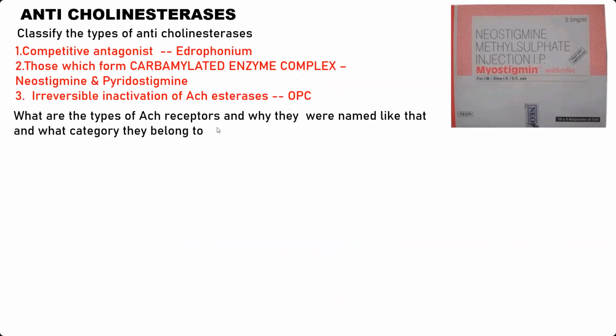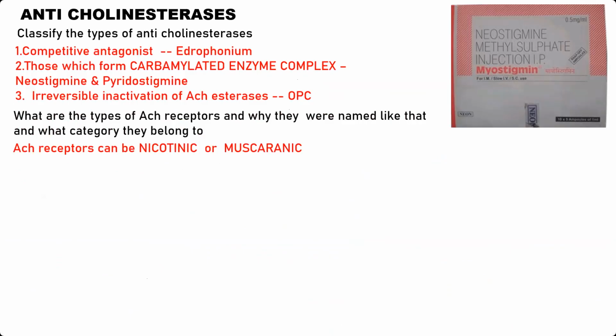What are the types of acetylcholine receptors? Why were they named like that and what category do they belong to? So presynaptic, mature and immature acetylcholine receptors. Nicotinic and muscarinic. They can be called nicotinic and muscarinic. Why were they called like that? What is the reason? One binds muscarine and the other binds nicotine as the ligand.